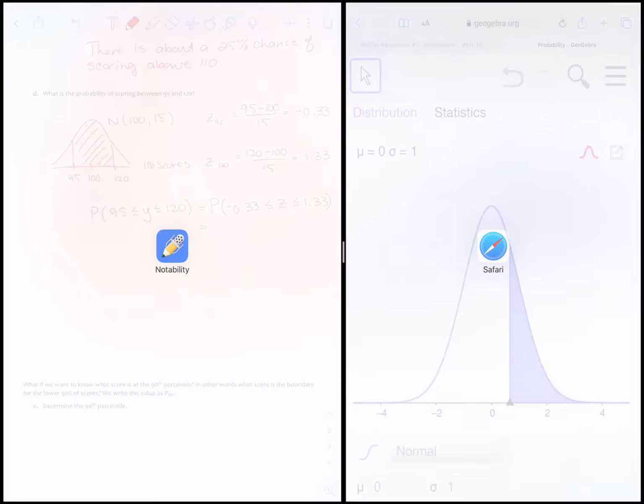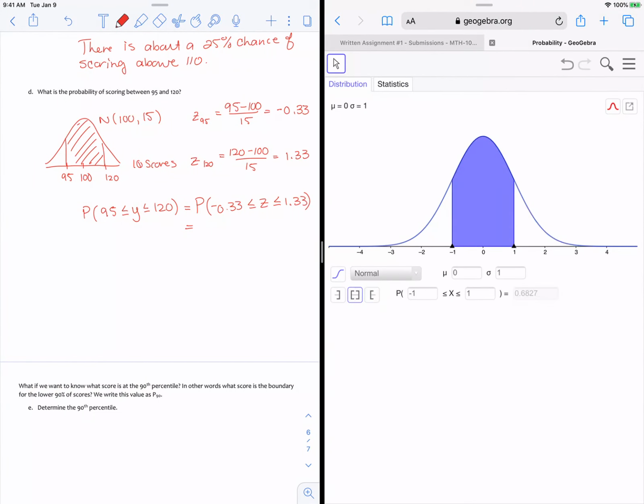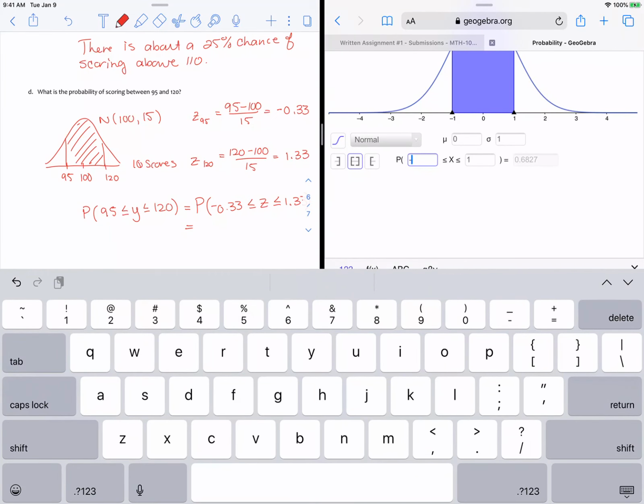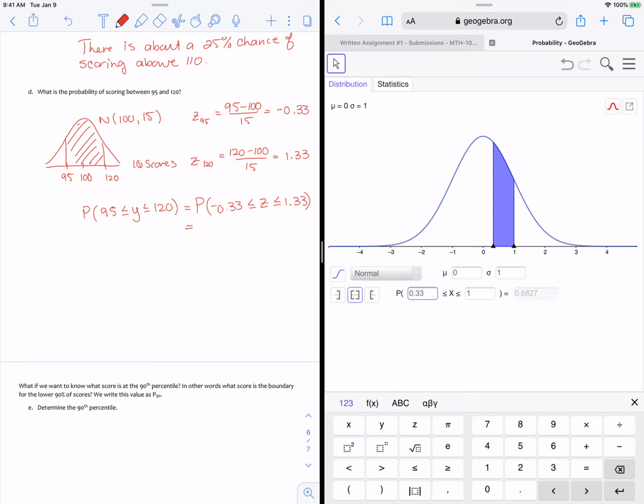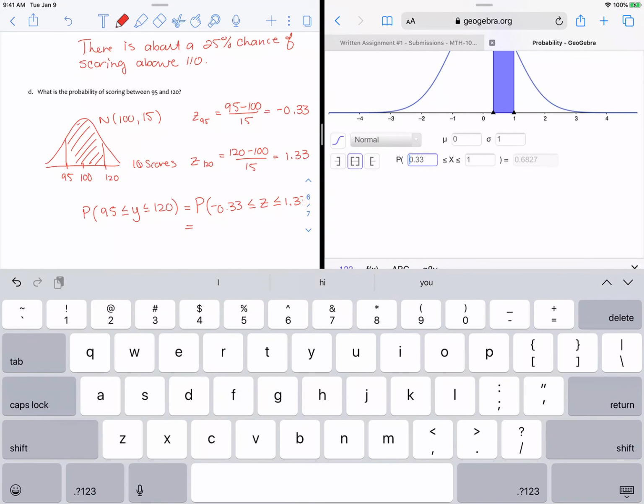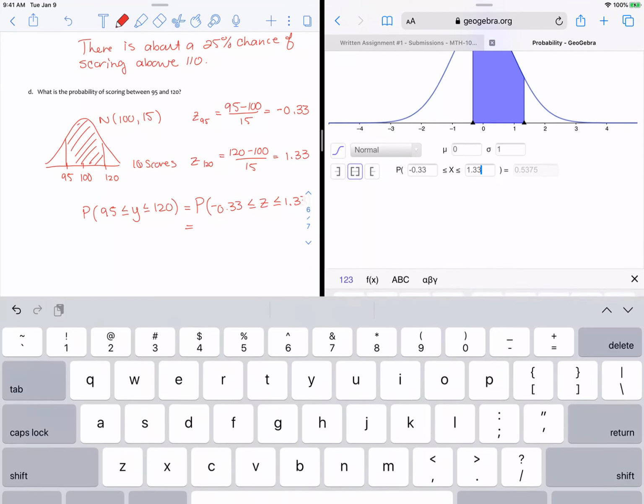And then we can go to GeoGebra for that. We want between two values. We're going between negative 0.33. I'm going to have to shove it in afterwards. Okay, and see if I can get in there. The challenges sometimes of the iPad. All right, and then to 1.33. Okay, that looks about right.